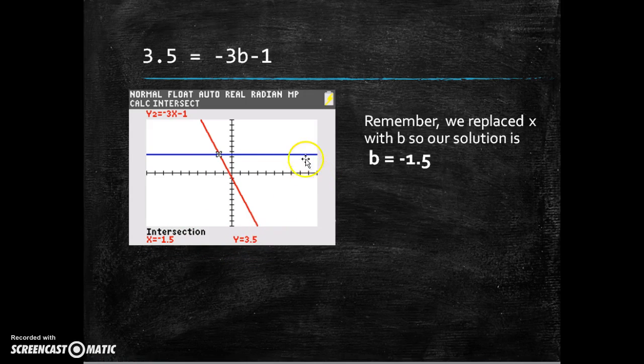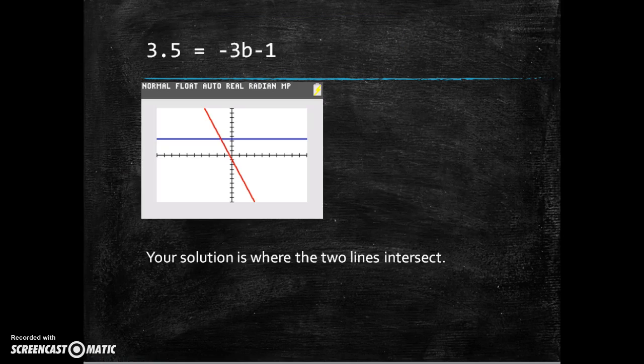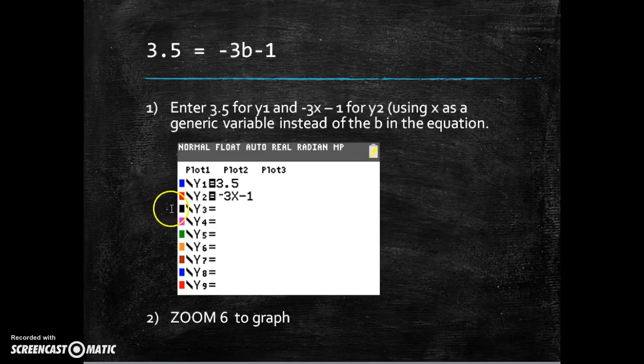Well, we knew y equaled 3.5 because that's what we entered in. Also, I don't know if you noticed this, guys, but when I entered it in, instead of putting b, I put in an x for that last screen. Right here is negative 3x minus 1 because there's not a b button on here.